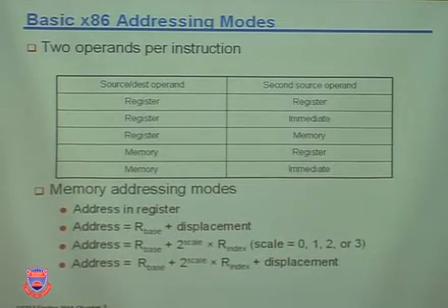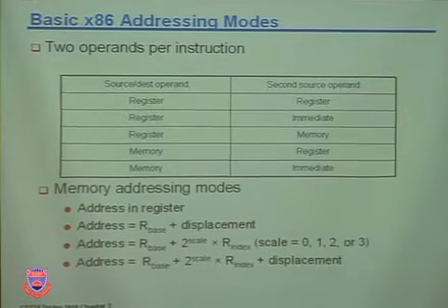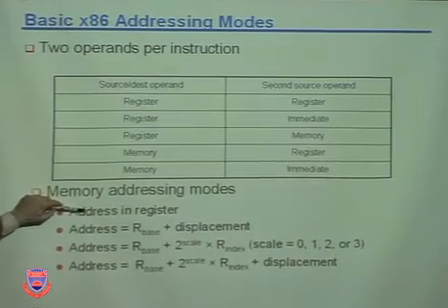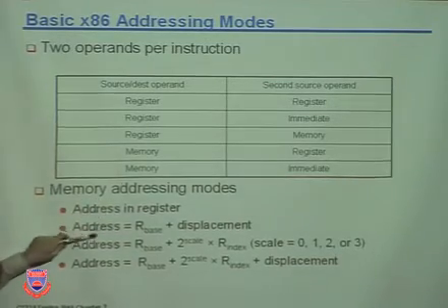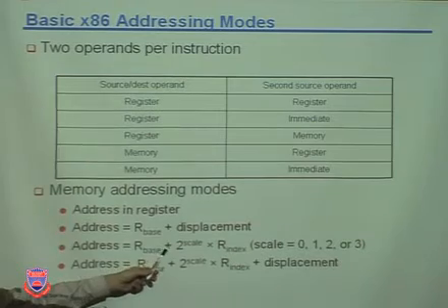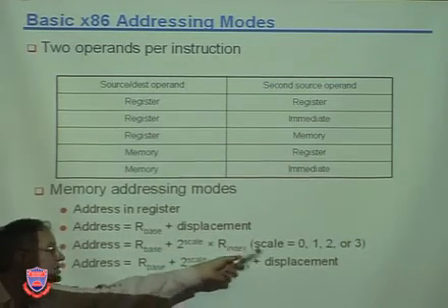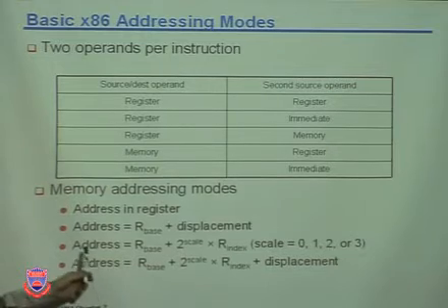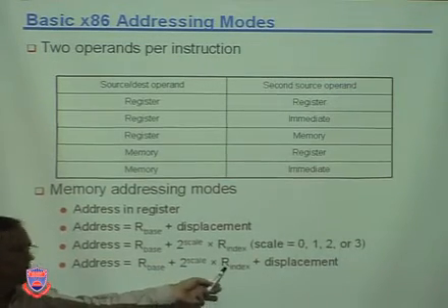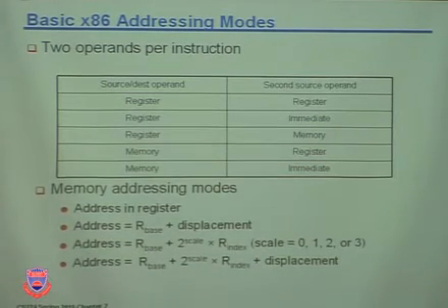The memory addressing modes are multiple. Remember our memory addressing mode? Base plus displacement. That's it, base plus displacement. This is, the address in memory is found in a register. The address is the base plus a displacement. The address is the base plus 2 scaled up to some power multiplied by an index, where scale is 0, 1, 2, or 3. And then the address is the base plus 2 scaled up to an index multiplied by R plus a displacement. So we've got 4 different memory addressing modes.